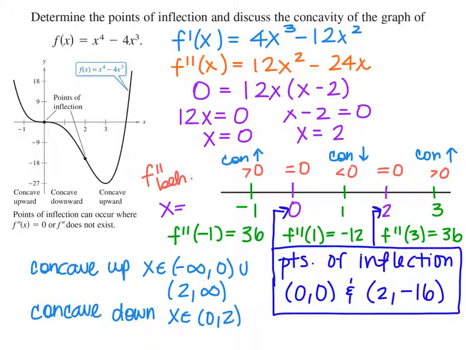So I found my first and second derivative. I set that equal to 0. I find that my second derivative is going to be equal to 0 at x equals 0 and x equals 2. So those are my critical points here that I'm going to test in between.